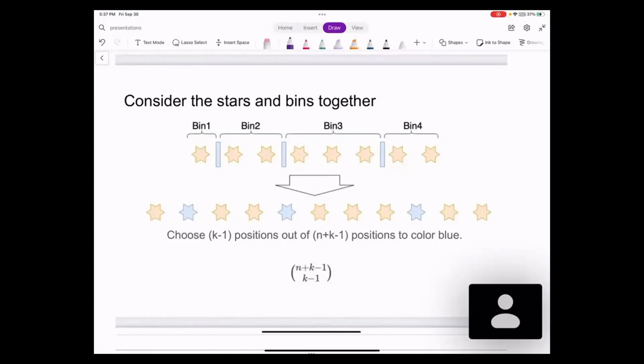So in general, if we have n stars and k bins, then we will have n plus k minus 1 choose k minus 1, which is a common formula, right? We can just write n plus k minus 1 factorial over k minus 1 factorial times n factorial. Okay, cool.